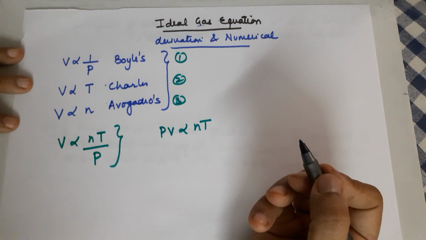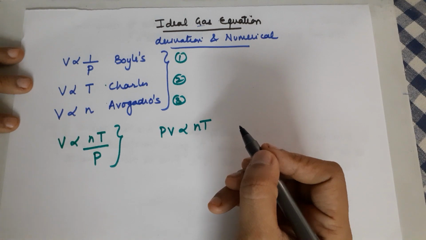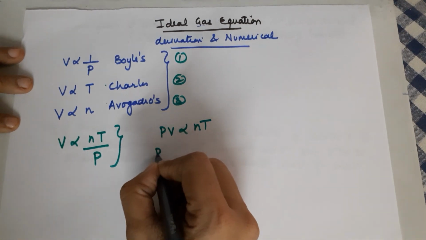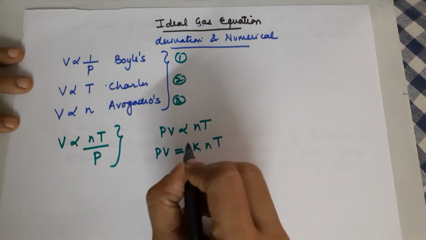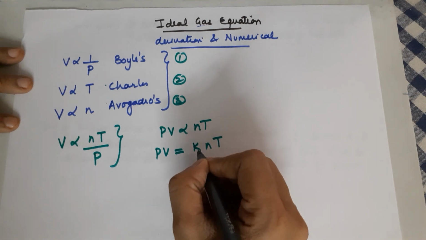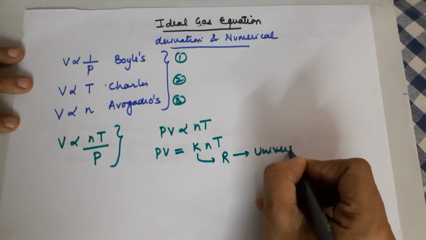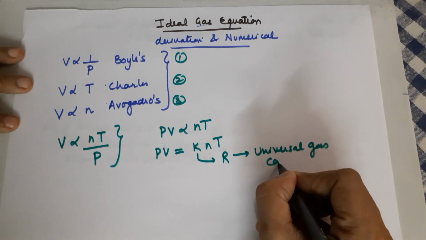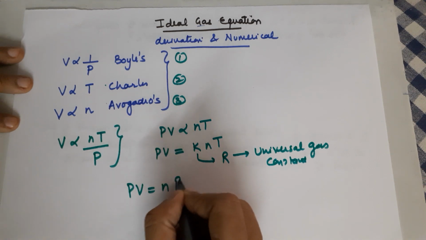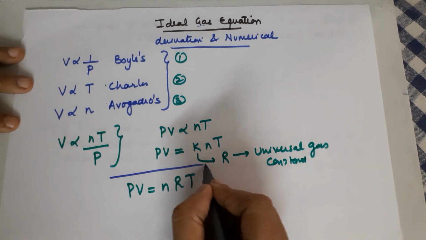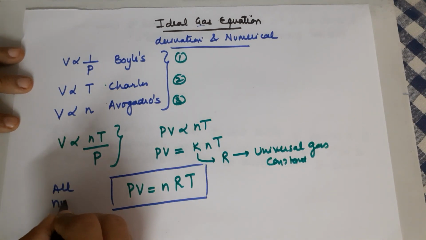Now, to change the proportionality to an equality, we need to introduce a proportionality constant. So PV is equal to a constant K times nT. This constant for gases is written as R, which is called the universal gas constant. So the relationship becomes PV equals nRT, which is your ideal gas equation used for all numericals.